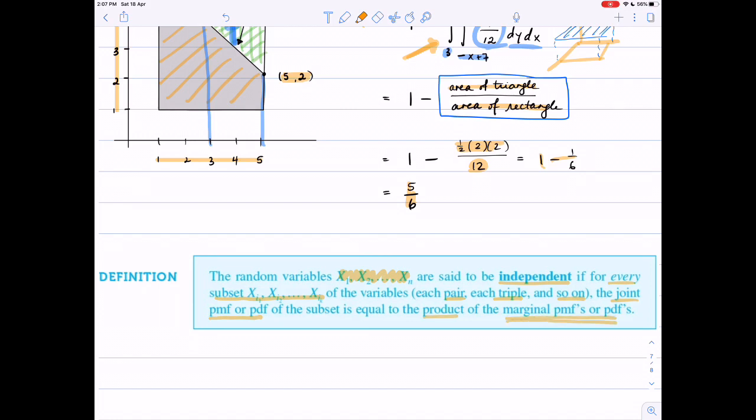So if there's two, that was the definition for two. For every subset of a group of n variables, the marginals have to give you the joints for every pair, triple, and quadruple, and that sort of thing. So that is quite a strong condition for absolutely every single subset. So the mutual independence of the subset is quite a powerful thing.